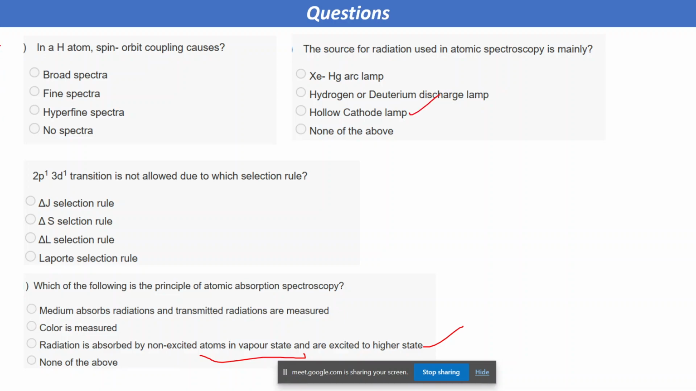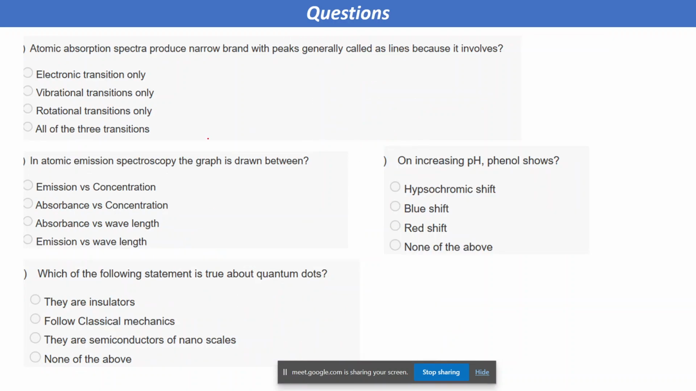Then the transition of 2p1 to 3d1 is not allowed due to the Laporte selection rule. The Laporte selection rule is also called the orbital selection rule. Then in atomic AA spectroscopy, we observe electronic transition only. That's why we see peaks as lines. Then in AES, the graph is between emission versus wavelength.